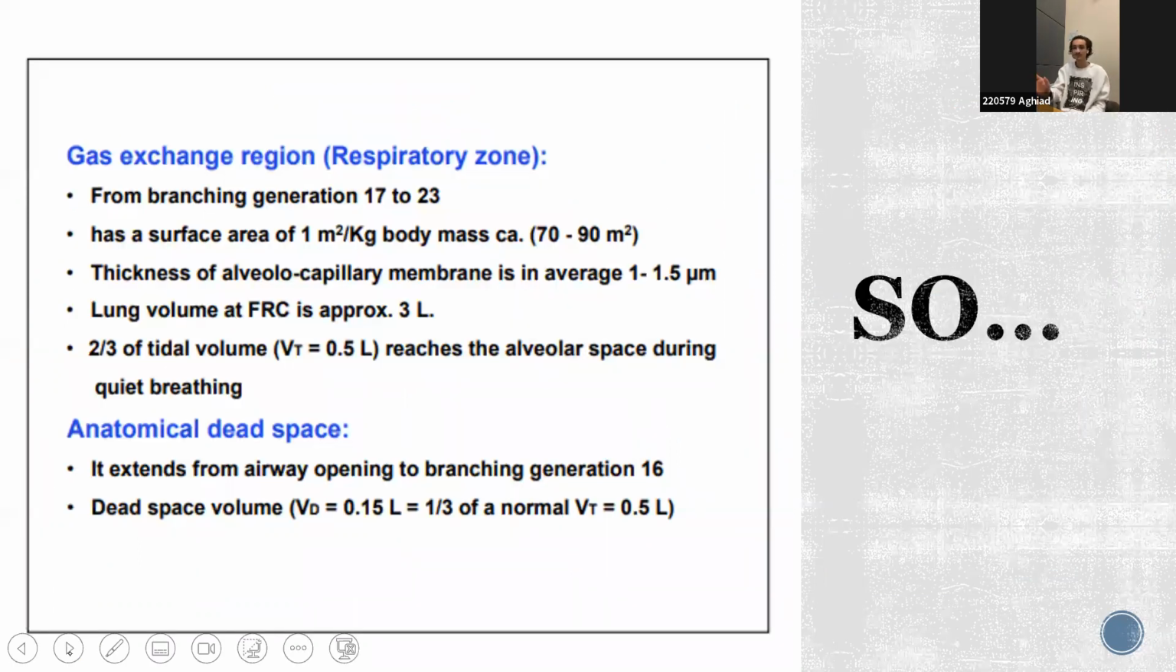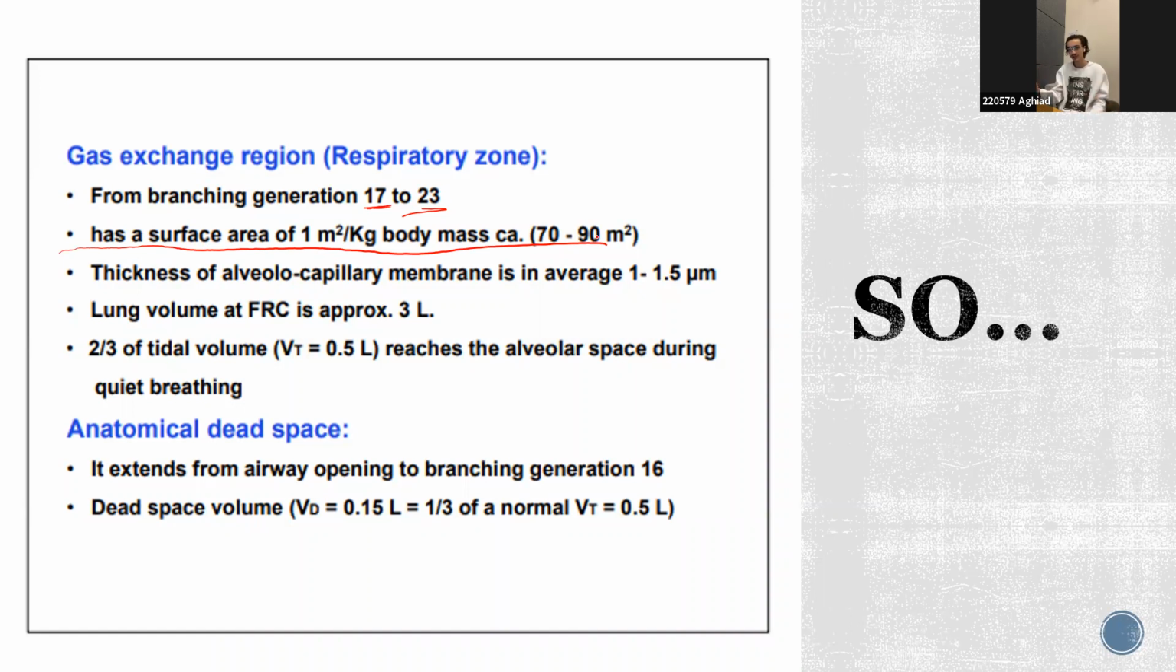All right, so these are the details. The gas exchange region, this respiratory zone, goes from branching generation 17, including 17, to 23. And you can imagine the amount of alveoli and the surface area you'll get because of all these divisions. So you can see it has a surface area of 1 meter squared per kilogram body mass, so basically 70 to 90 square meters.